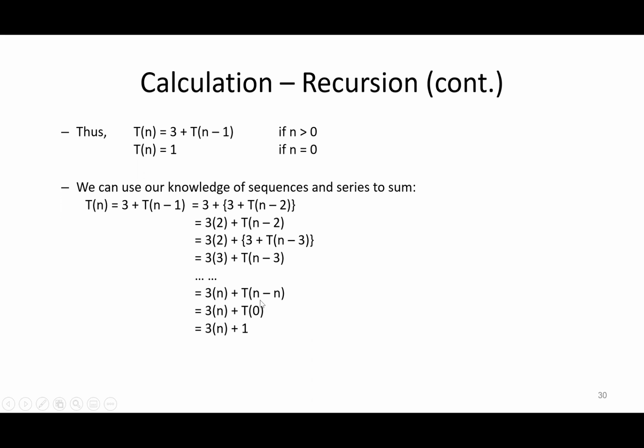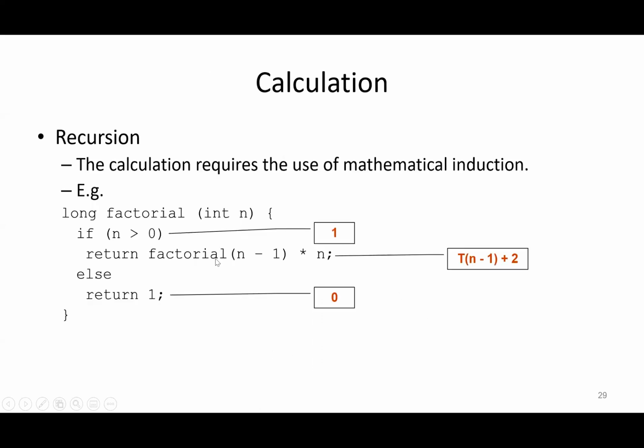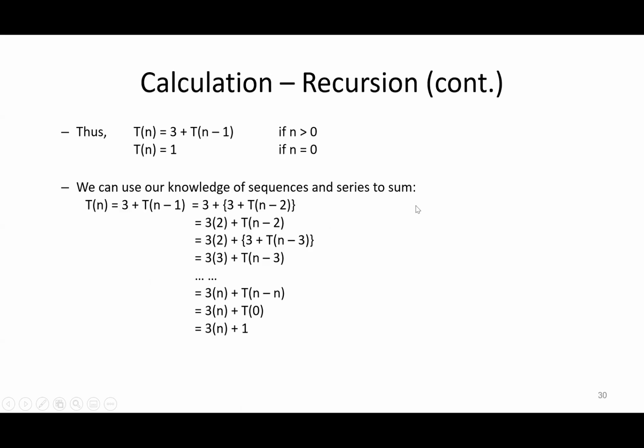So from here, when you come to here, you have accumulated how many? 3n. You have 3n, or n times of 3, okay? So then finally you get 3n plus 1. So this is your time complexity for this factorial function using recursion, okay? So this is how you can calculate the time complexity for a recursive function.